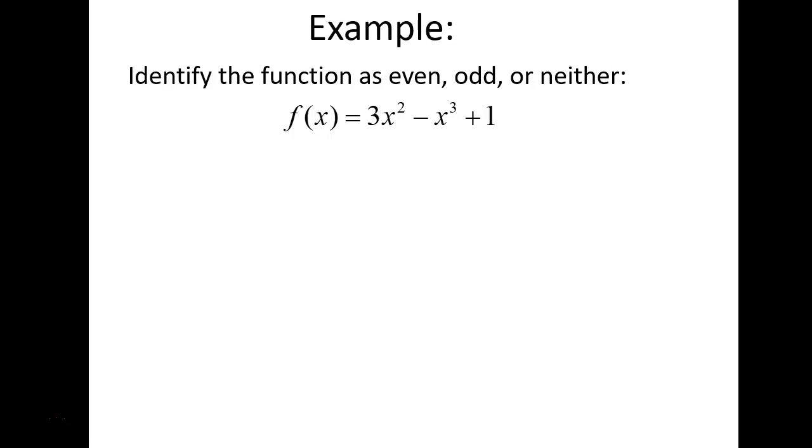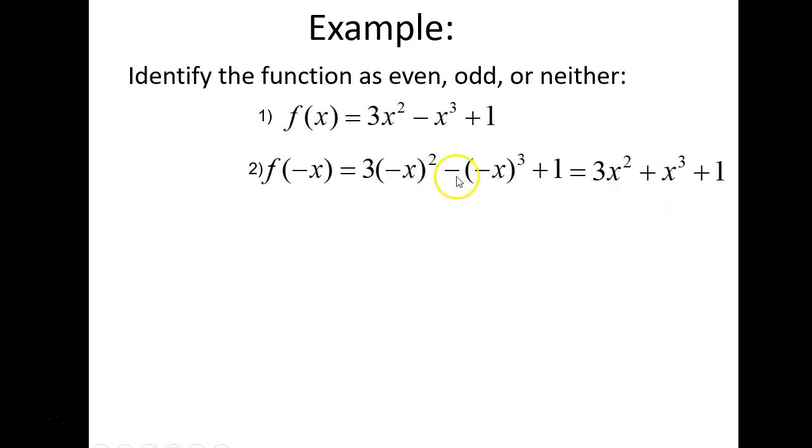Let's do one more. Identify the function as even, odd, or neither. So step 1, of course, is to write down the original function. Step 2, remember, was to replace all the x's with negative x. So make sure you write this exactly how I've written it. F of negative x equals 3 times negative x squared minus negative x to the third plus 1. Simplify that. So when we square the negative x, it'll become positive. When we cube the negative x, it stays negative, but there was a negative in front of it.